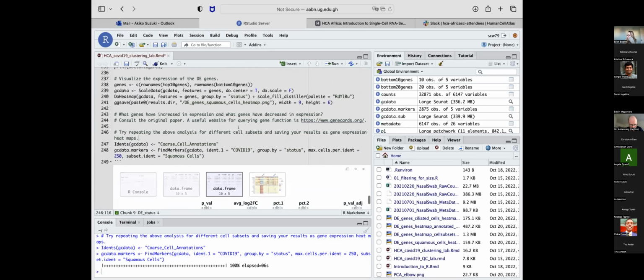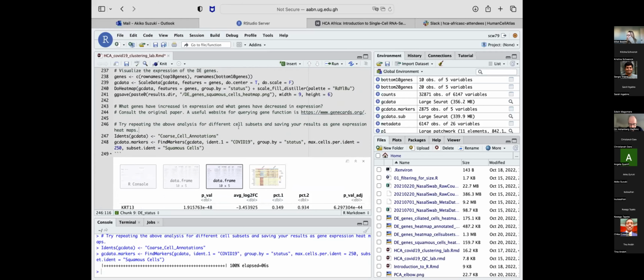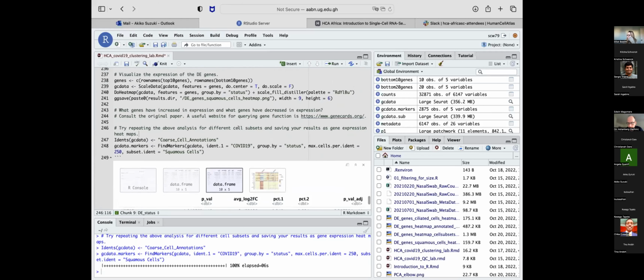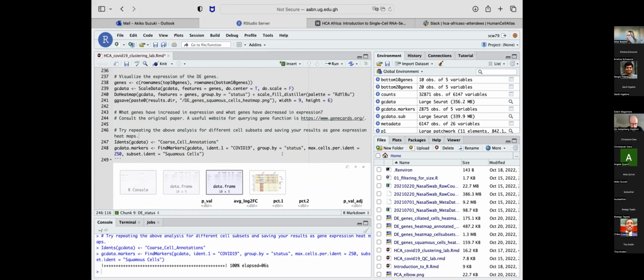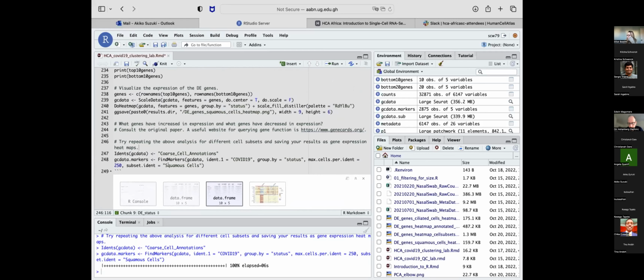And we finally expressed this one as a heat map. And so basically, for this one, I also tested the squamous cells as well. I'm going to show you this.